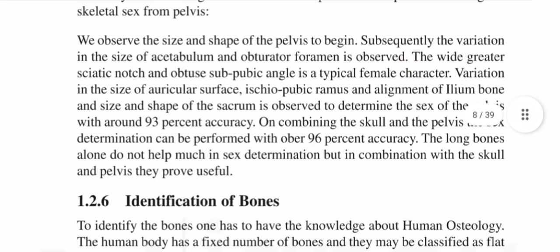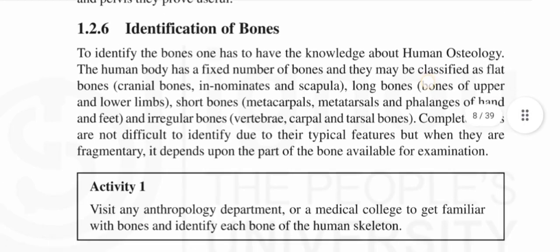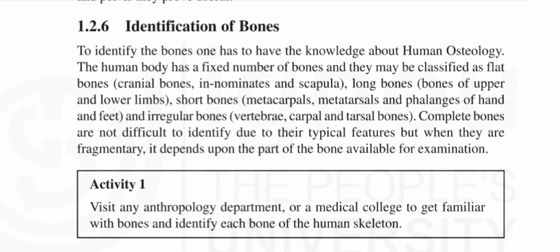On combining the skull and the pelvis, sex determination can be performed with over 96% accuracy. The long bones alone do not help much in sex determination, but in combination with the skull and pelvis they prove useful. Identification of the bones. To identify the bones, one has to have knowledge about human osteology.